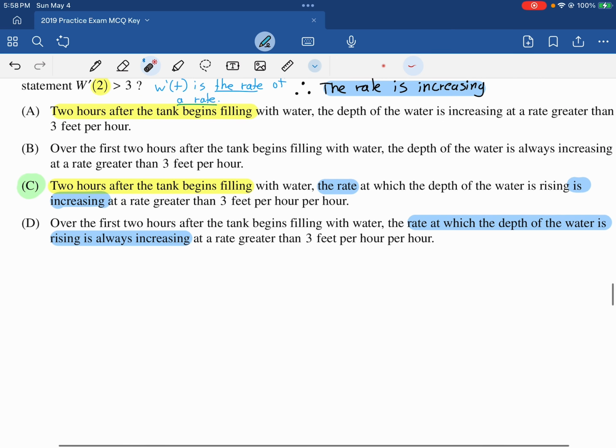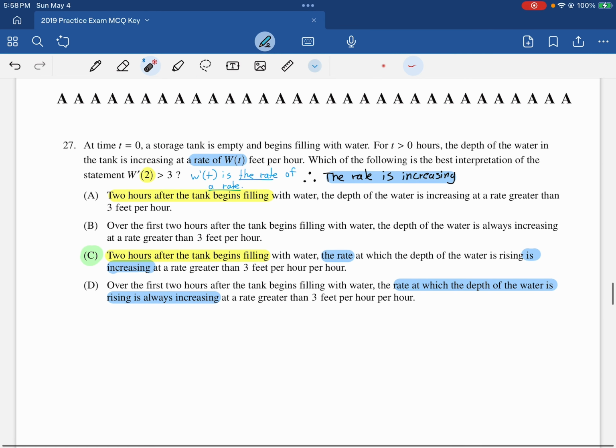We'll read it out. 2 hours after the tank begins filling with water, the rate at which the depth of the water is rising is increasing at a rate greater than 3 feet per hour per hour. Here's the real language for rate of a rate: per hour per hour.